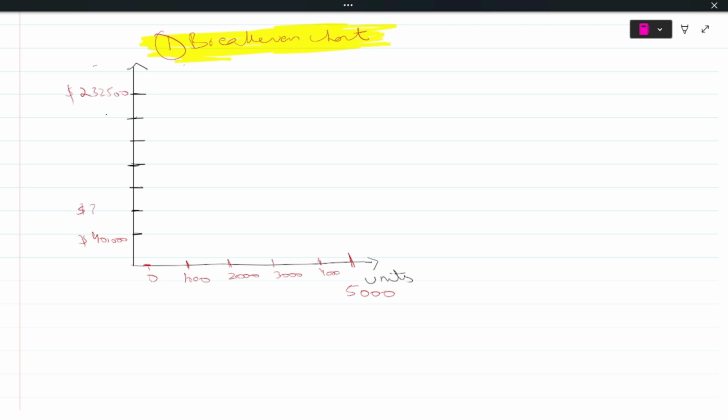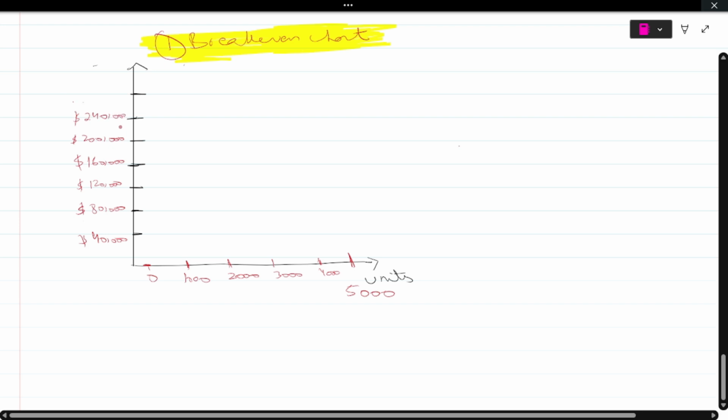So 40,000, 80,000, right? And then we have 120,000. So I'm just trying to allocate the scale in the way that I like, okay? And like I said, it doesn't necessarily have to be like this. You can break the scale in whatever way you like, okay? So 232,500 over here, right? And let me just erase this to 40,000, okay?